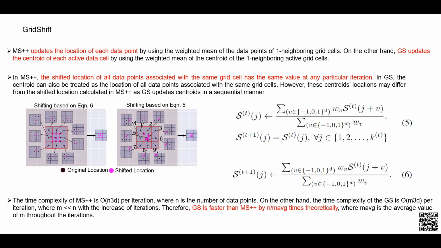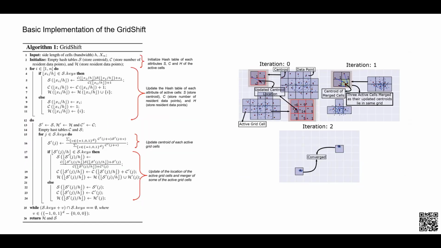The basic implementation of the GridShift algorithm can be summarized using the figure on my right. As you can see from Algorithm 1, first we have a hash table that contains the centroid and the resident data points of each of the grid cells. Each of these centroids and data points, in other words all the values of the hash table, are updated in each iteration until convergence is reached.